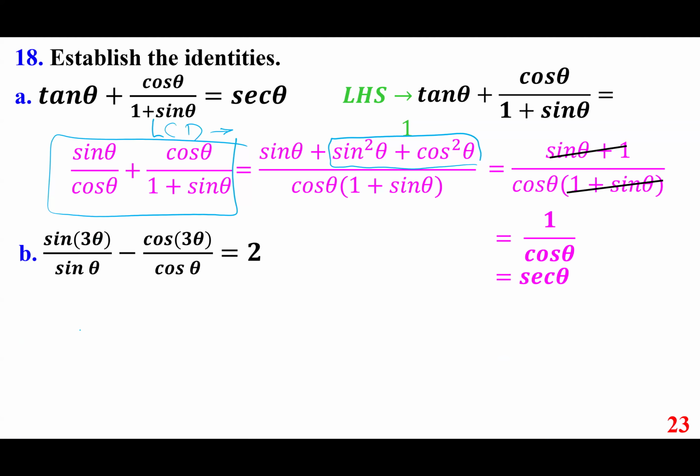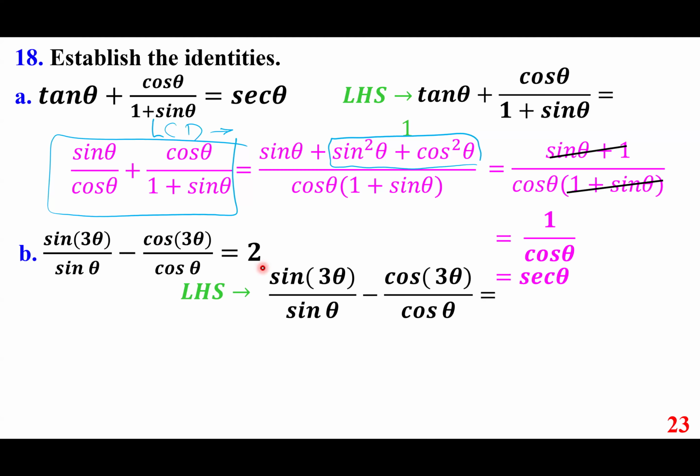All right, sine of 3 theta over sine theta minus cosine of 3 theta over cosine theta equals 2. Again, start with one side. Which one? The left-hand side. Why? It's more complicated. Take a common denominator. The common denominator would be the product of these two pieces, sine theta, cosine theta. So this is sine 3 theta times cosine theta minus cosine 3 theta times sine theta.